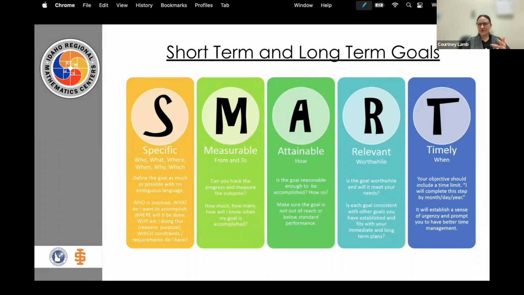So it's kind of a gut check, like, is this too much? Am I taking on too much? Is it relevant? Is it worthwhile? And then is it timely? Is this something I can achieve in my time frame?